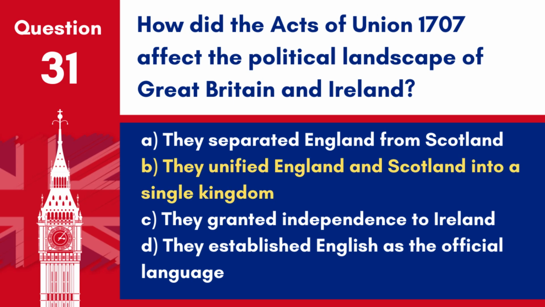Answer: B. They unified England and Scotland into a single kingdom. The Acts of Union 1707 merged the parliaments and crowns of England and Scotland, forming the Kingdom of Great Britain.